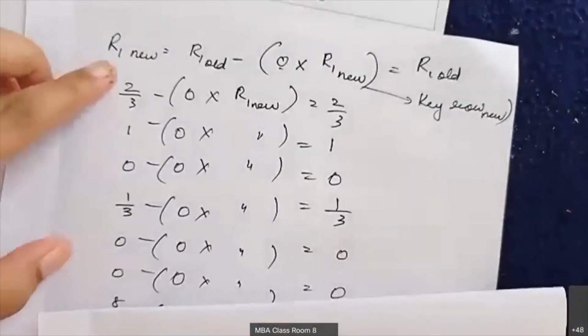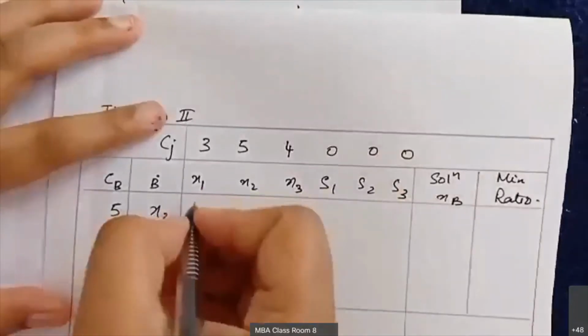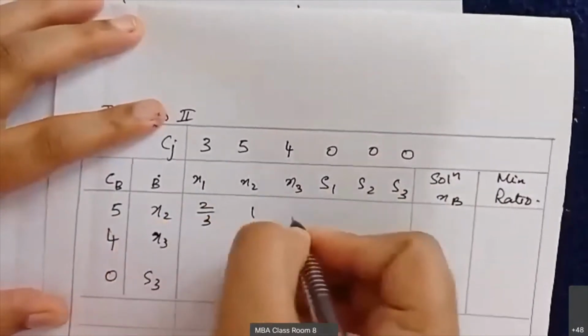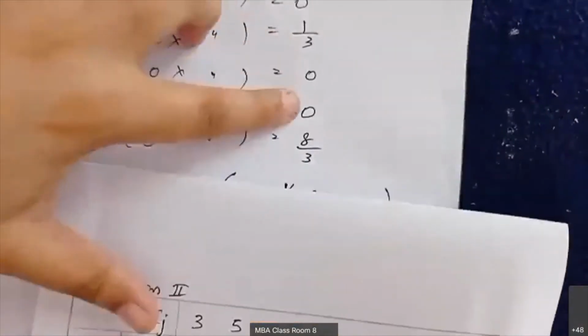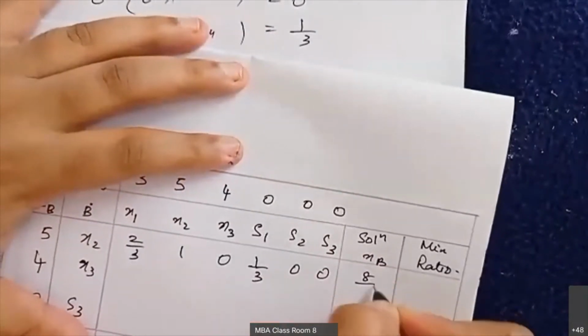Okay, R1 new. See, this is R1 new. Take down these values and write as the first row. Okay, 2 by 3, 1, 0. 1 by 3, 0, 0 and 8 by 3. Okay, now next one, which is R2.